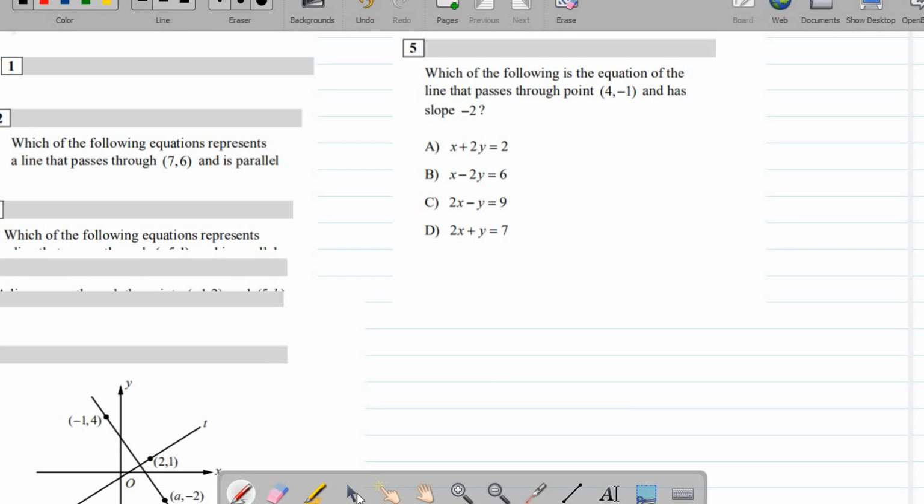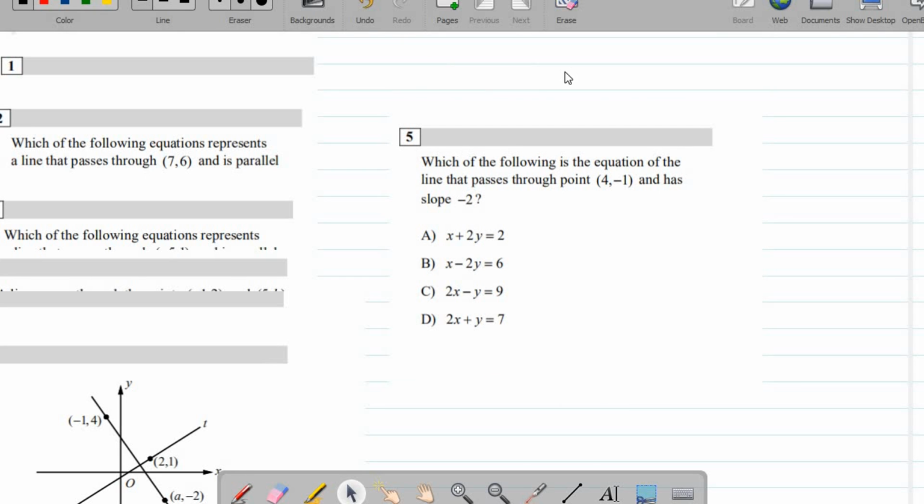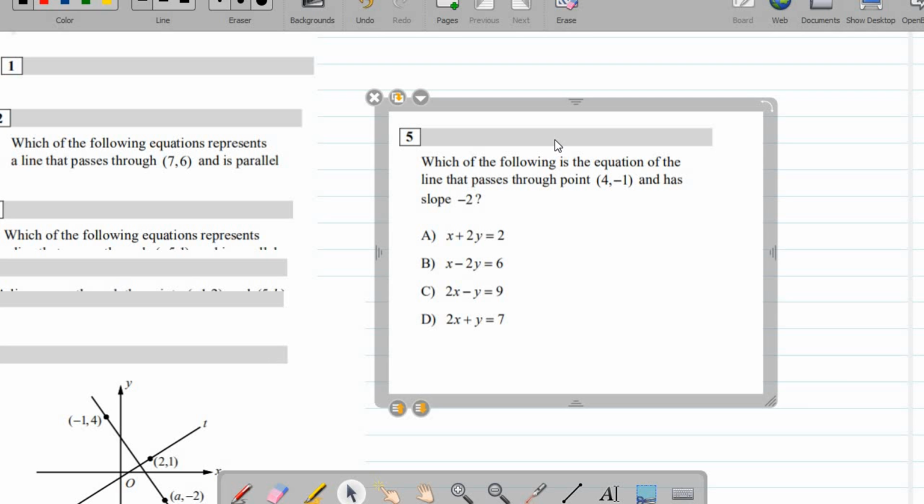So I'm expecting you to do number 5 by yourself. This question, which are the following, is the question of the line that passes through point 4, minus 1, and has a slope of 2. Alright, so that's for you.